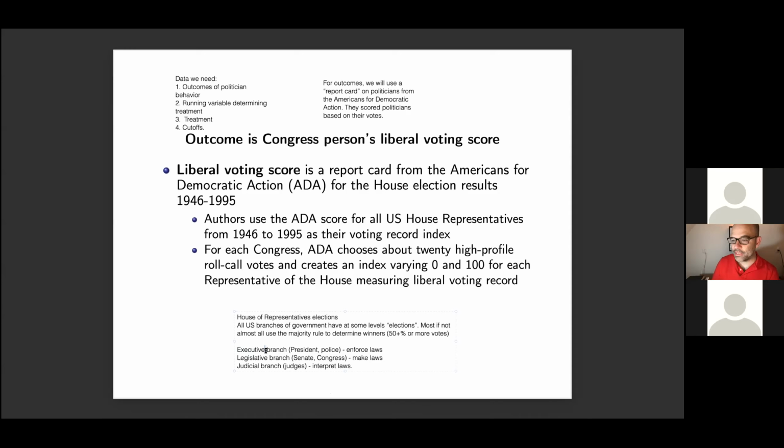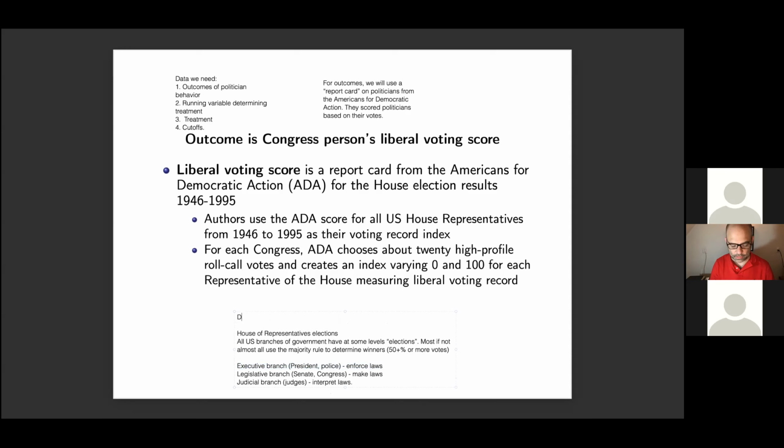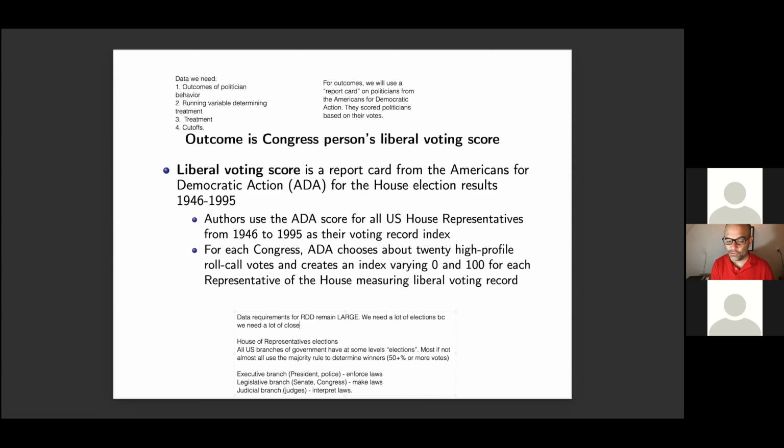And we're not going to look at the executive branch because we need a lot of data. We don't have enough presidential elections to do it. So remember, the data requirements for RDD remain large. We need a lot of elections because we need a lot of close elections. Only with the universe of elections are we going to have enough mass at the cutoff. So that's the thing to keep in mind.